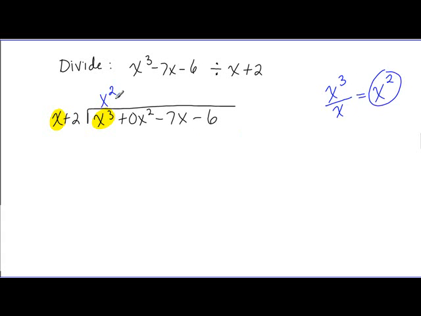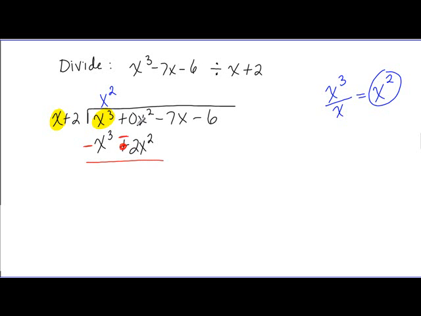And then I think about multiplying x squared by the entire quantity x plus 2. So x squared times x is x cubed. X squared times 2 is 2x squared. And then we need to subtract the x cubed plus 2x squared from the two terms that are directly above it. To do that subtraction, I would recommend that you think about just changing the signs and adding. It's easier to do it that way.